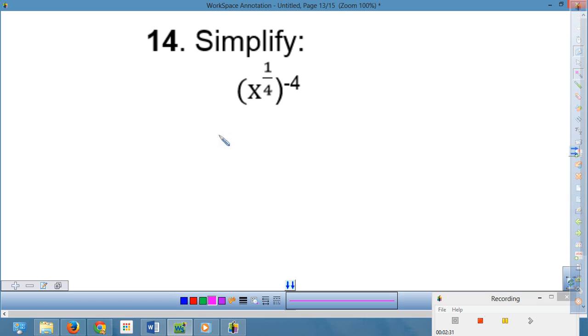Moving on to question 14. Okay? Notice we have parentheses and an exponent on the outside, so that's a distributive property, or a multiplication property, for exponents. So you'll take the x and you'll do 1/4 times negative 4, or 4 over 1, which equals x to the negative 4 over 4, which equals x to the negative 1.